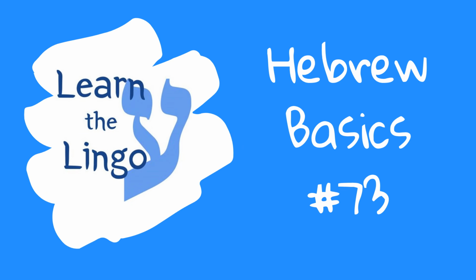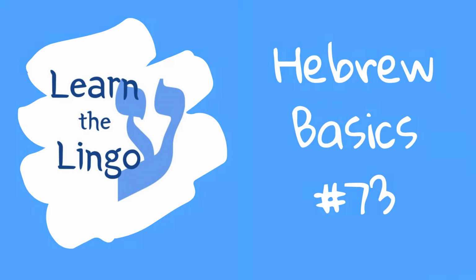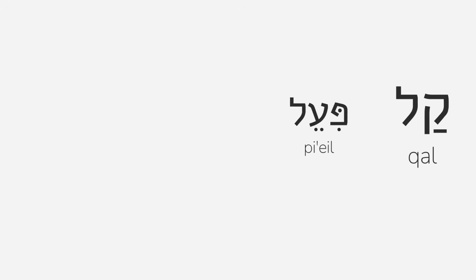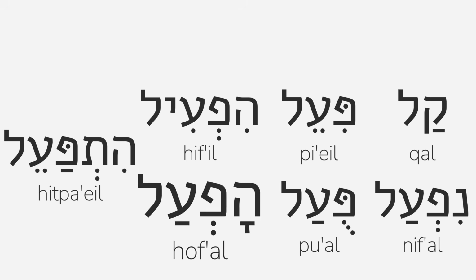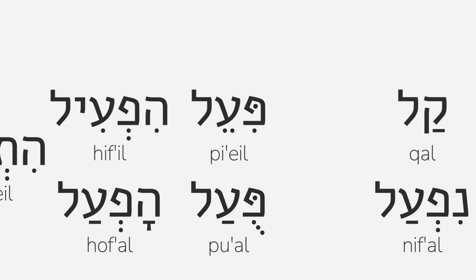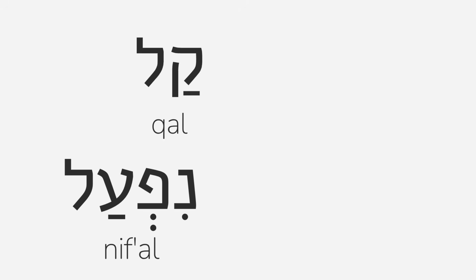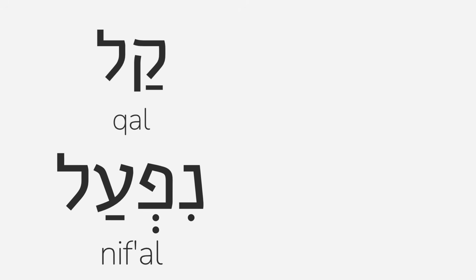Welcome to Lesson 73 of Hebrew Basics, a series where we learn the essentials of Hebrew grammar. So far in this series, we've learned 5 of the 7 binyanim, or verb structures. We've learned the 3 active binyanim, the basic kal or pa'al, the intensive or causative pi'el, and the causative hifil. We also learned the passive counterparts of the pi'el and the hifil, the pual and the hofal. Today, we are going to learn the passive counterpart of the kal, which is called the nifal.